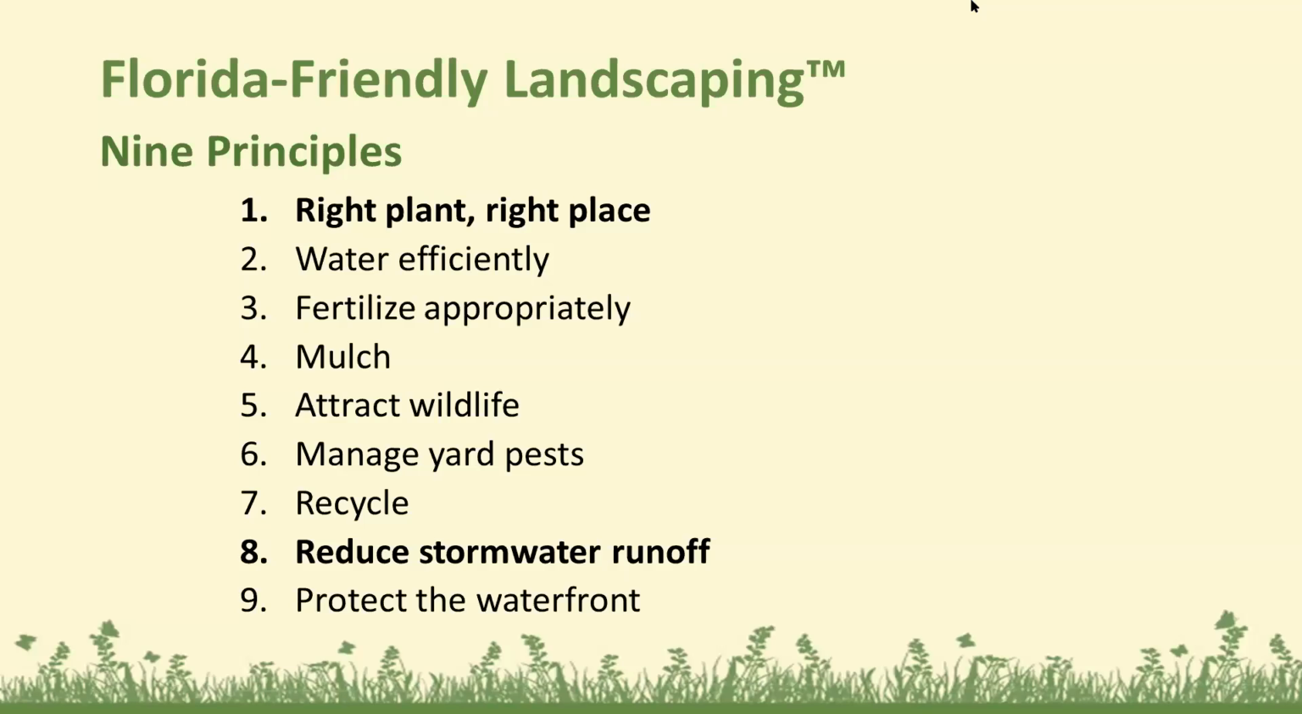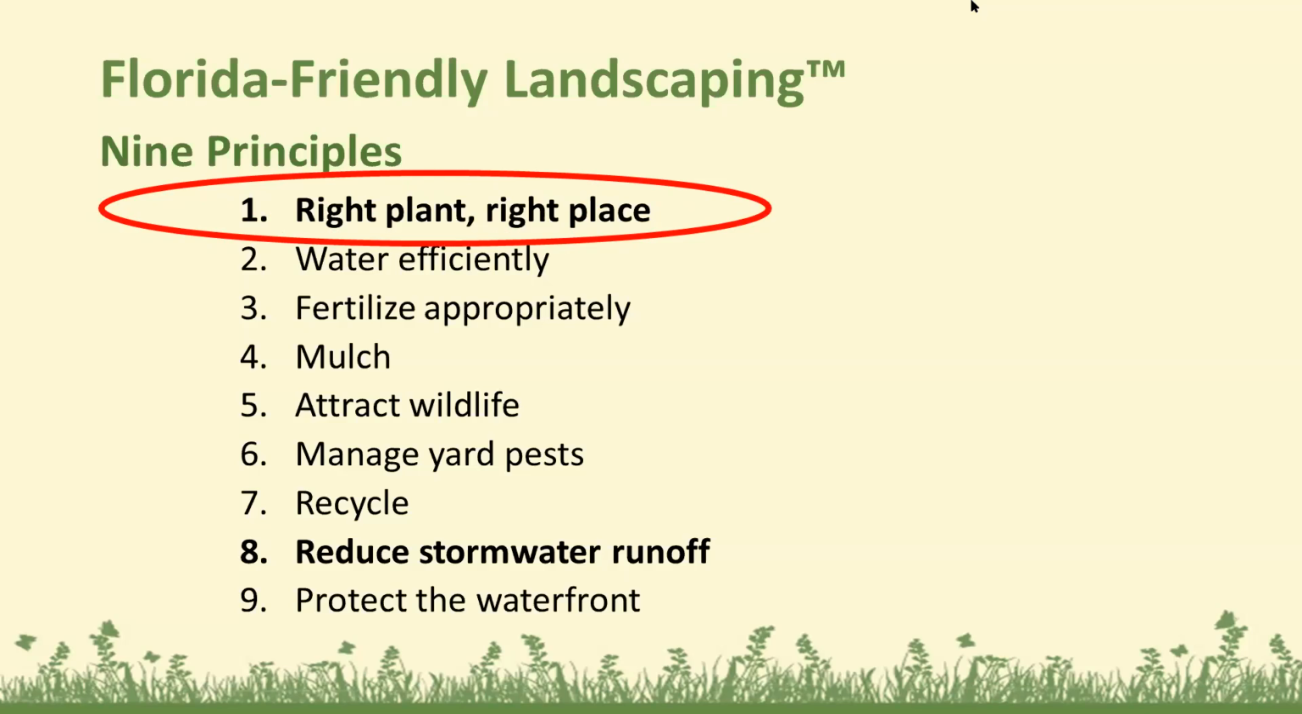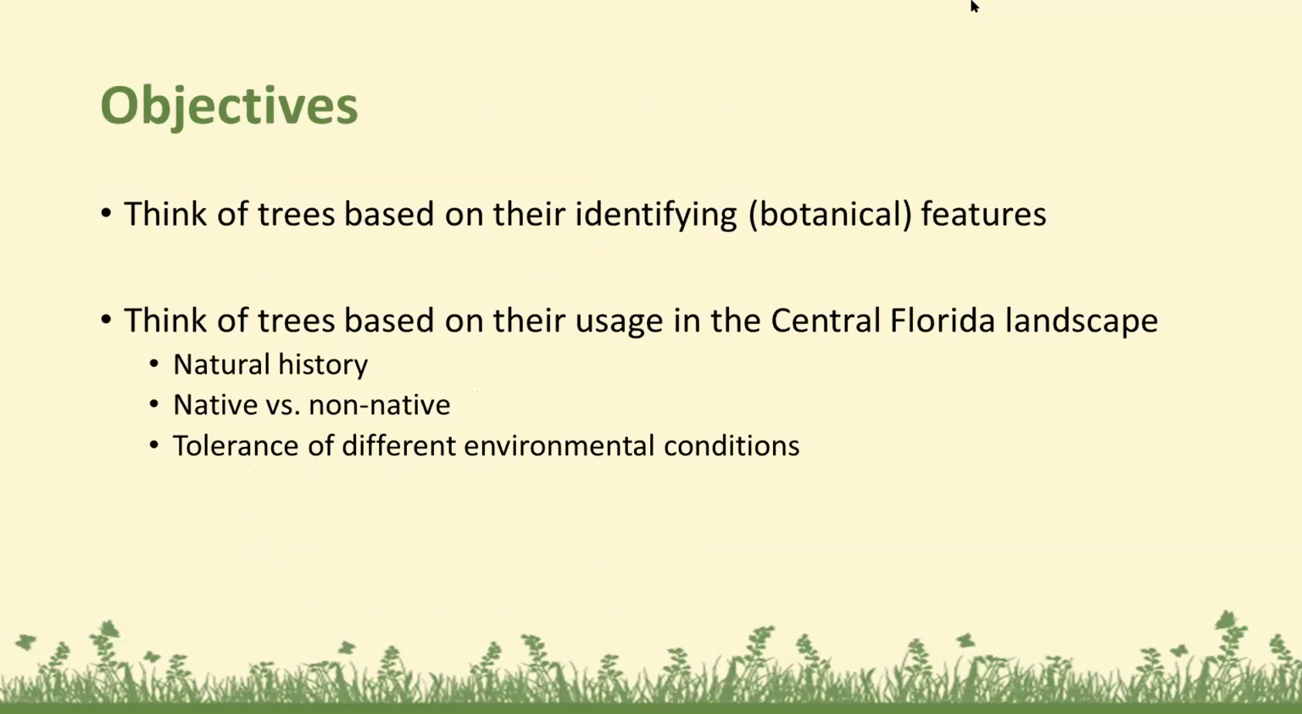So with all that, I just wanted to point out that this all goes back to Florida-friendly landscape principles. Right plant, right place is the big one. The other biggest one I think people need to think about is reducing stormwater runoff, and that goes back to gray versus green infrastructure, and that trees help water percolate into the ground, as opposed to just letting it go into open water bodies. But the big thing is right plant, right place.